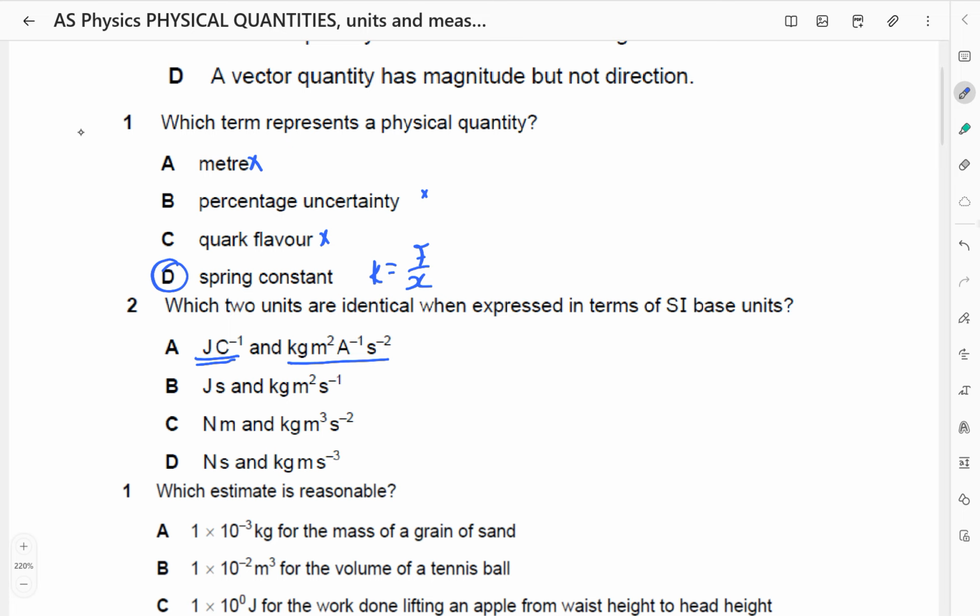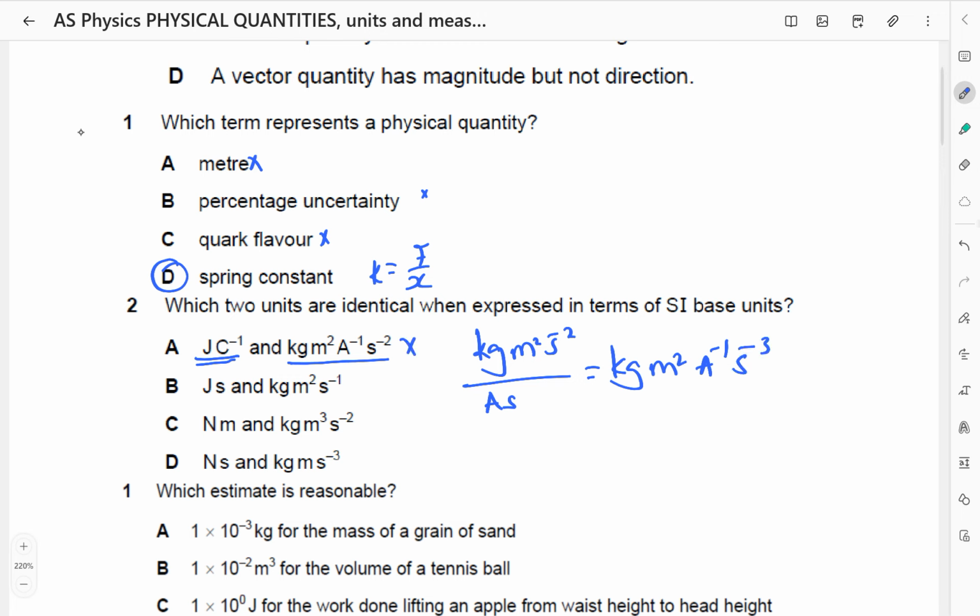So a joule is a unit of energy, which can be work done, which is force times distance. So the joule can be kilogram meters squared per second squared, that is for work done. A coulomb is a unit of charge, which is I times T, where I is amperes and T is seconds. So this will become kilogram meters squared per ampere, and seconds becomes S to the power negative 3. So they are not identical.